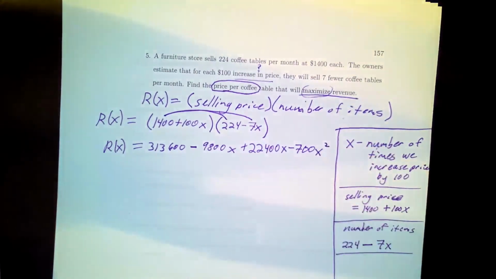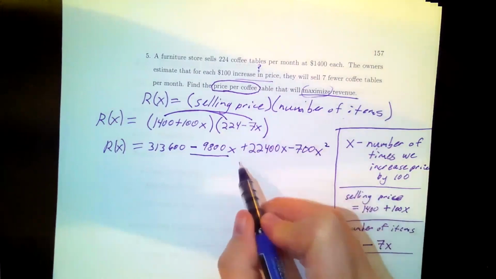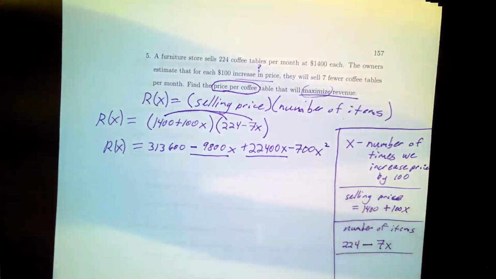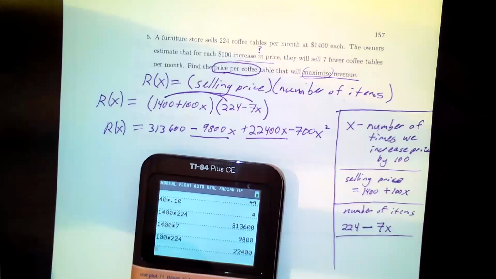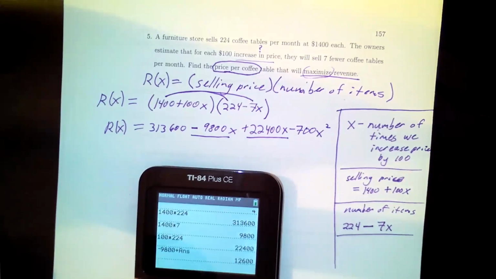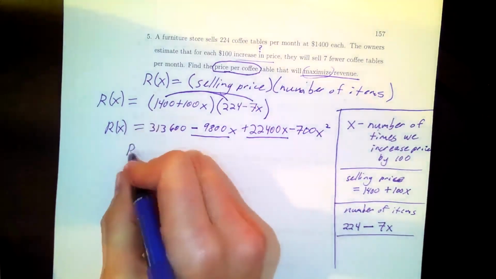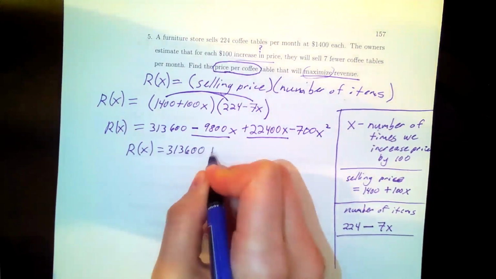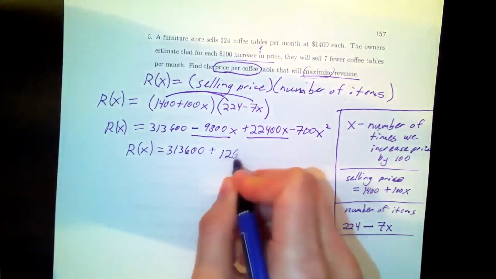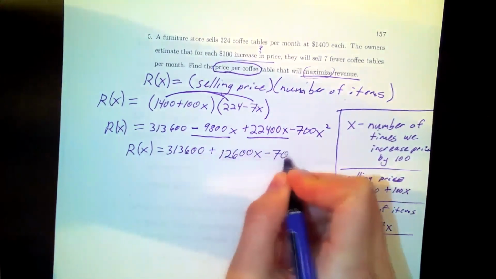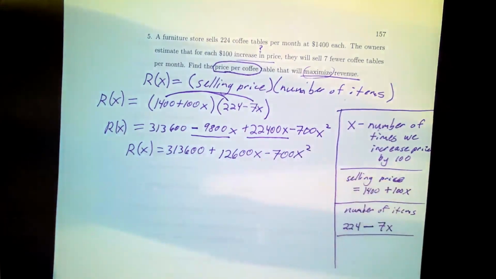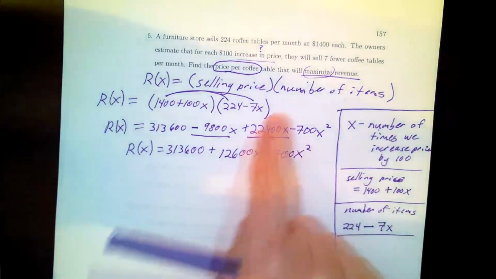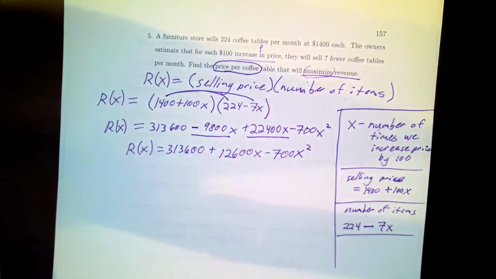That's my revenue function. Let's combine like terms in the middle. Minus 9,800x plus 22,400x is 12,600x. So my revenue function is this. There we go. And I'm supposed to maximize that.